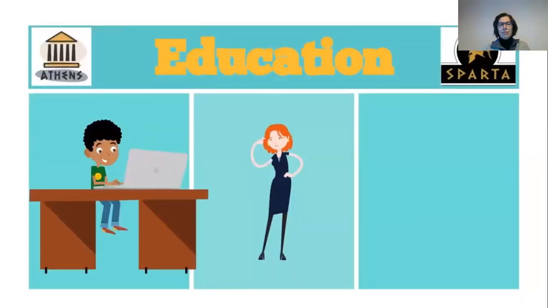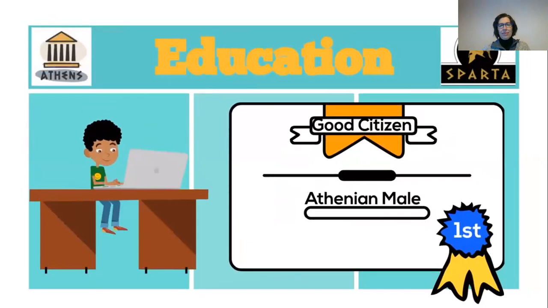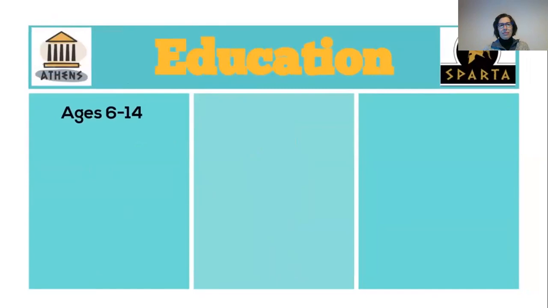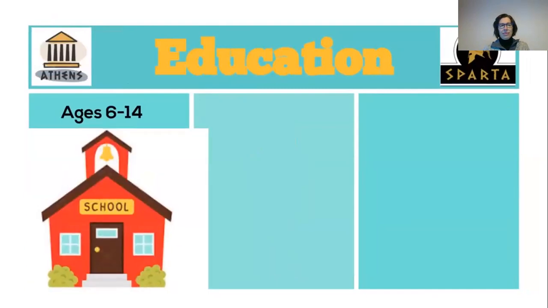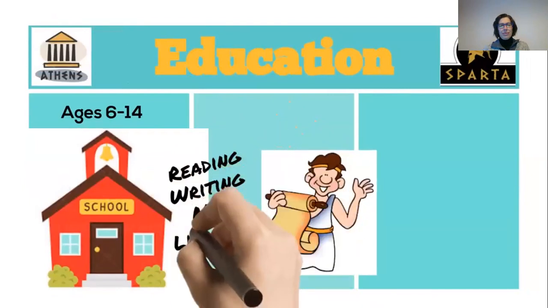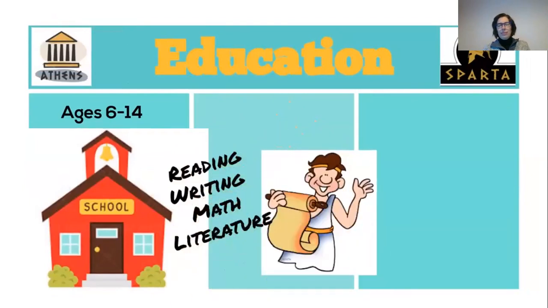You're probably watching this for school right now, and education was important to the Athenians too. Producing good citizens was the main purpose of education, so it only applied to boys. From age 6 to 14, boys went to school where they learned reading, writing, arithmetic, and literature. Books were expensive, so boys had to memorize everything.